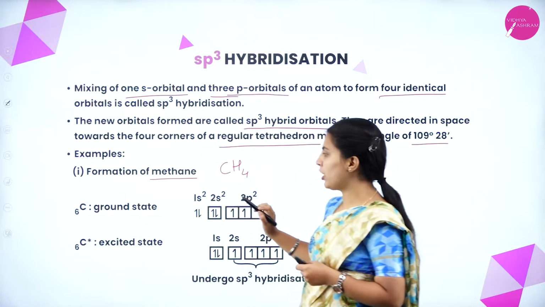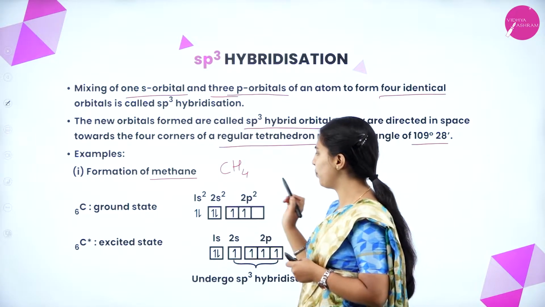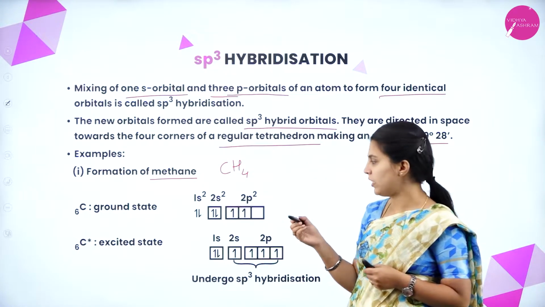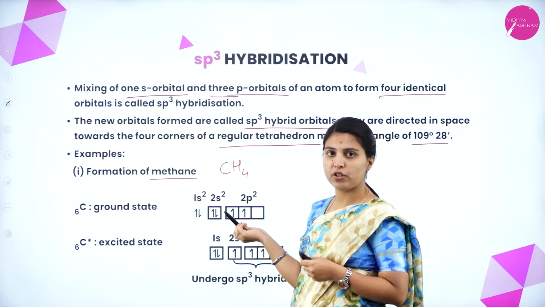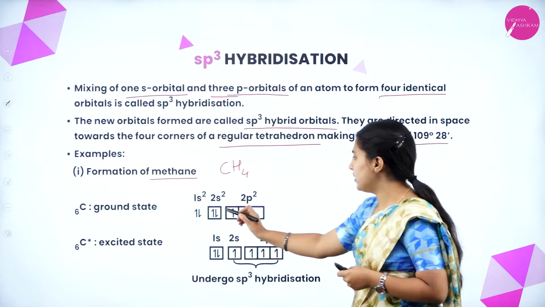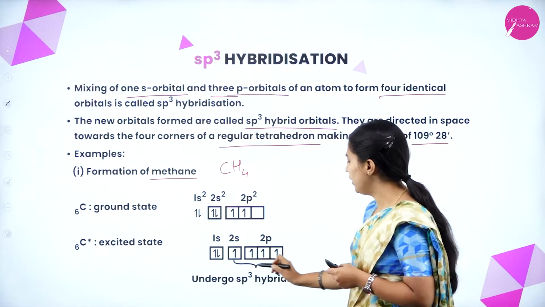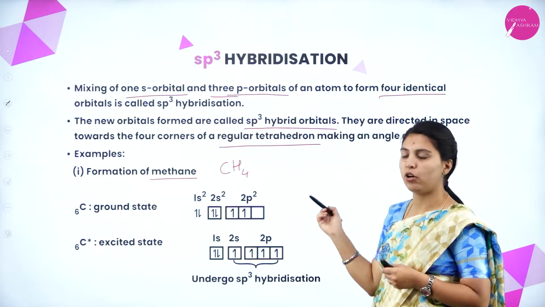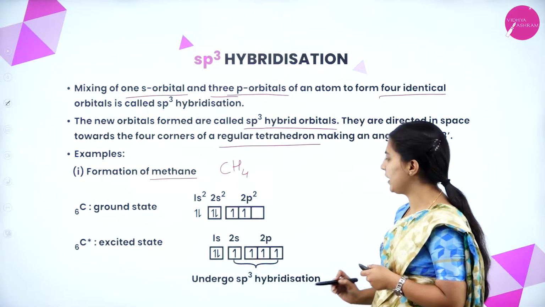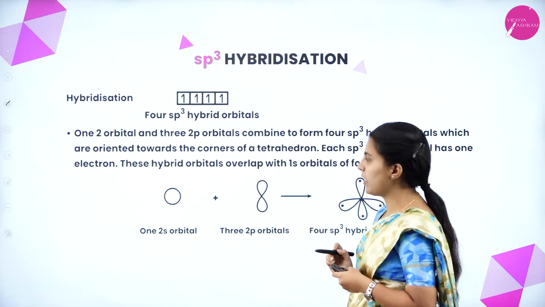The atomic number of carbon is 6. What is the general electronic configuration? 1s2, 2s2, 2p2. In 2p, px, py, pz are present. That's why the distribution of electrons has been made here. In the excited state, the 2s orbital also gets separated and an electron goes into the 2pz orbital. So it undergoes sp3 hybridization, s1 p3. See here, four sp3 hybrid orbitals are present.